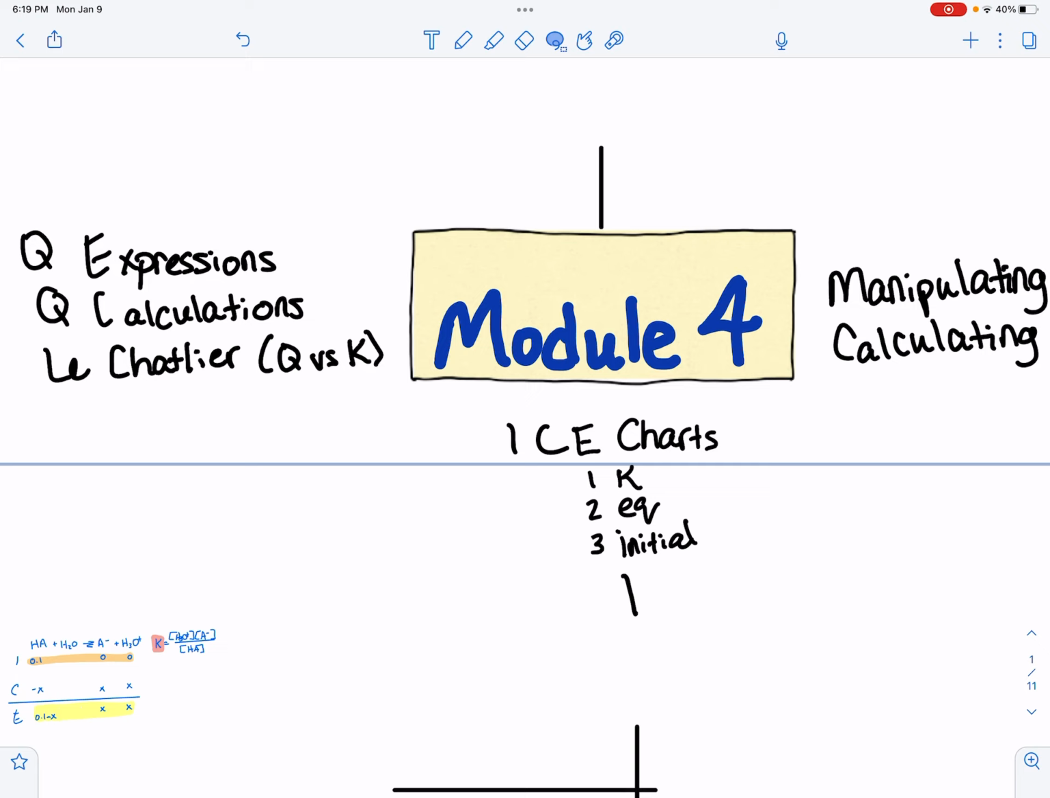This is Module 4 of the 10-week class, and this is the overview for it. You'll start out in the first part of the week learning about Q expressions and Q calculations. You'll also learn about equilibrium and how to shift it, which is related to Q and K.